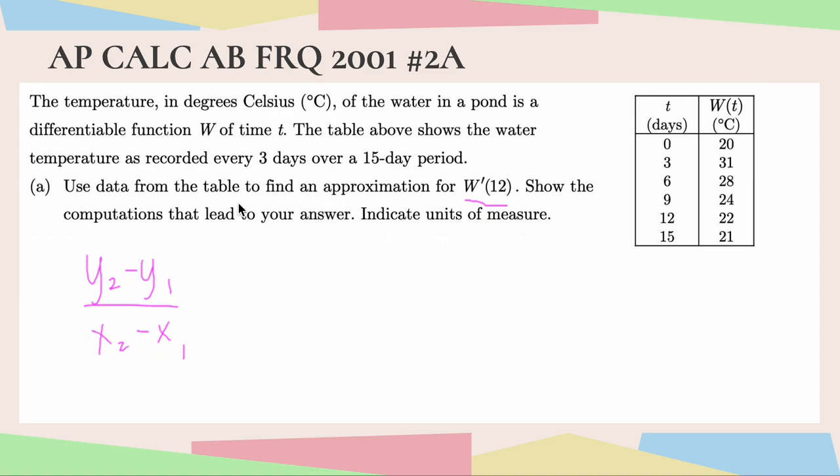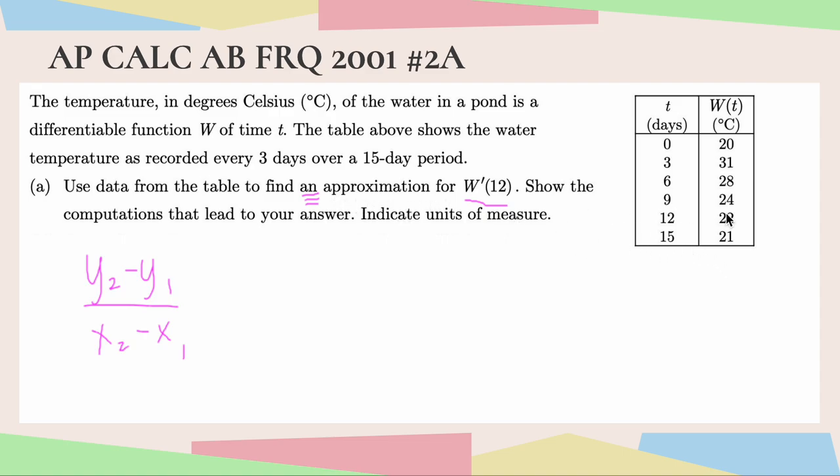Note a key thing here. It says use data from the table to find an approximation. That tells you that there is actually more than one correct answer. It doesn't say to find the approximation, it says an approximation, right? We are approximating, which means that it's not going to be the exact answer. It's going to be an approximate correct answer.